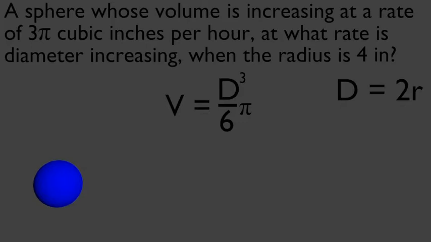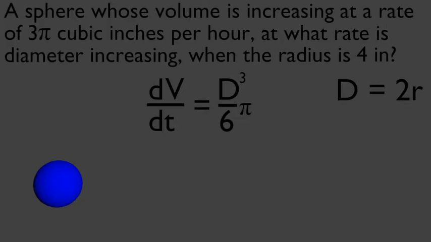Now that we have our equation relating the volume and the diameter, we can take the derivative of this equation because we're looking for the change. So the derivative of volume is just dV over dt, and that equals, now pi is a constant, so we can just ignore it for now. We'll just multiply it at the end.